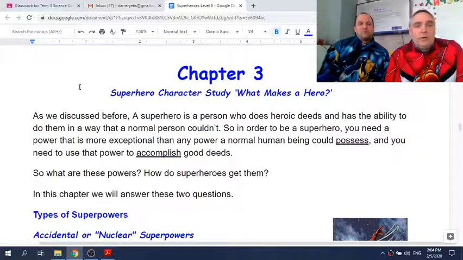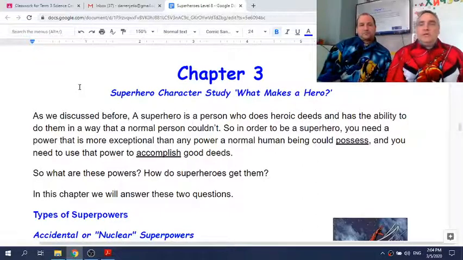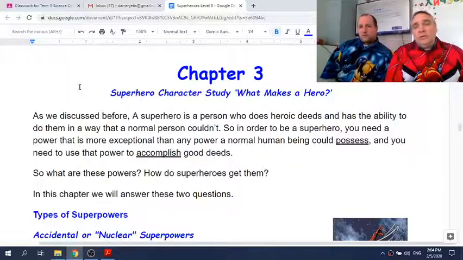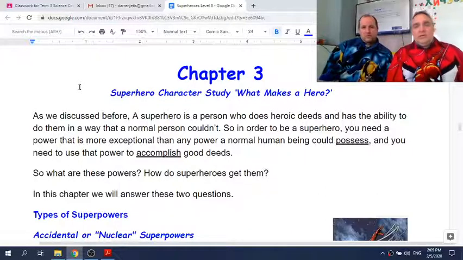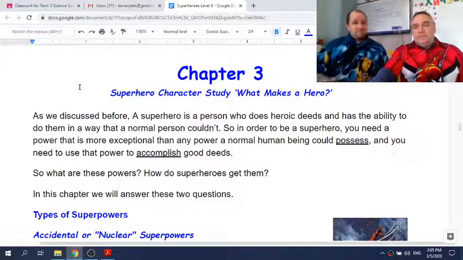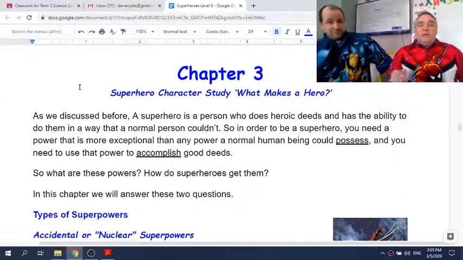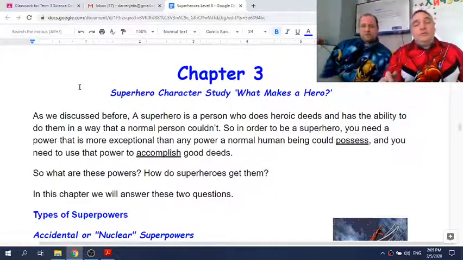All right, so superhero character study. What makes a hero? As we discussed before, a superhero is a person who does heroic deeds and has the ability to do them in a way that a normal person couldn't. So in order to be a superhero, you need a power that is more exceptional than any power a normal human being could possess. And you need to use that power to accomplish good deeds. Okay. So what are these powers? How do superheroes get them? In this chapter, we will answer these two questions.